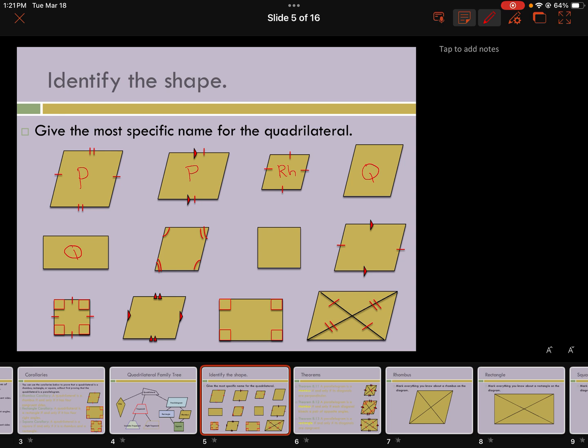Okay, markings on this next one show that your opposite angles are congruent. That's a parallelogram. Could it be a rhombus? Sure, but we don't know anything about the side lengths. Next one looks like a square, no markings, so it's just a quadrilateral.